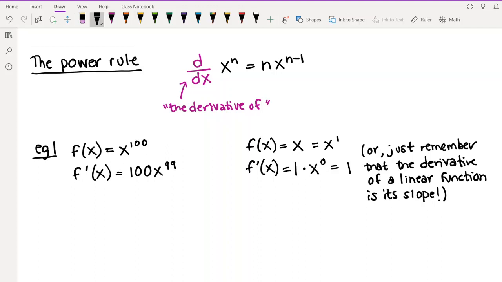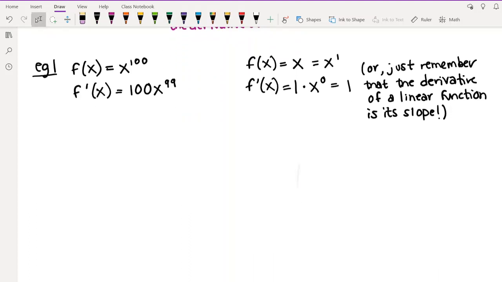Okay, so what's really interesting about the power rule, and all the examples we did on the previous page where I was showing you where this rule comes from, is that those were all x to a power that is a whole number, right? x squared, x cubed, we did x to the 100, x to the first. But this rule actually works for any power of x.